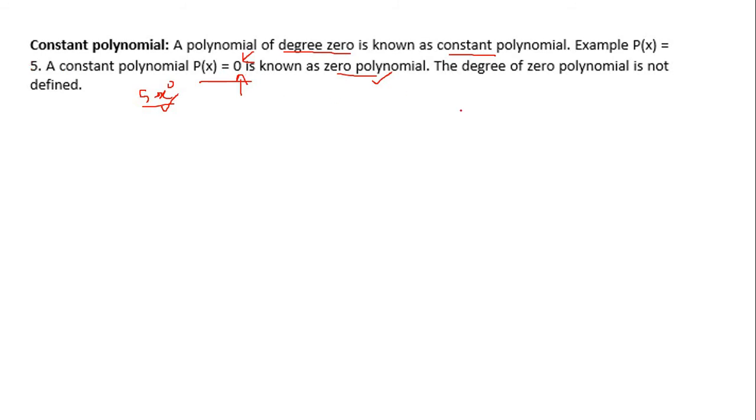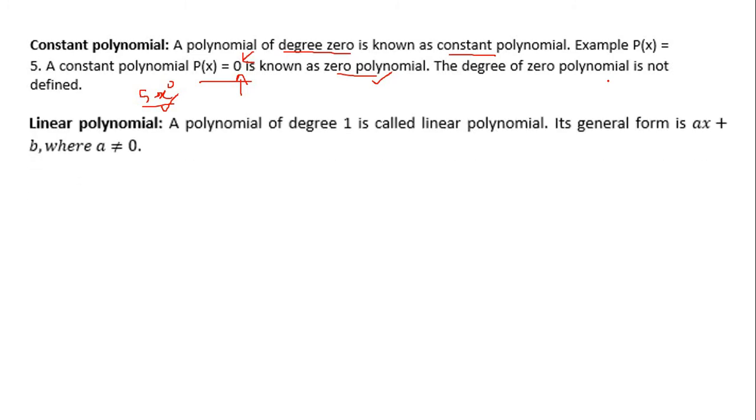Otherwise, if p(x) is 0, then it is called the zero polynomial, and the degree of the zero polynomial is not defined. Next, the linear polynomial. A polynomial of degree 1 is called a linear polynomial. The general form is ax plus b, where a should not be 0, because if a becomes 0, then it will remain as a constant polynomial.